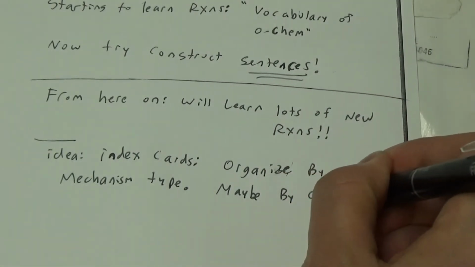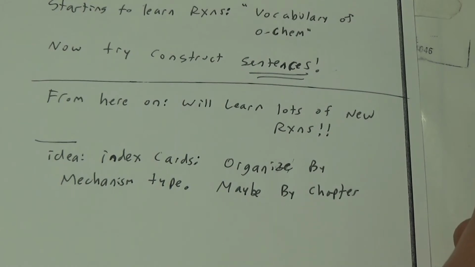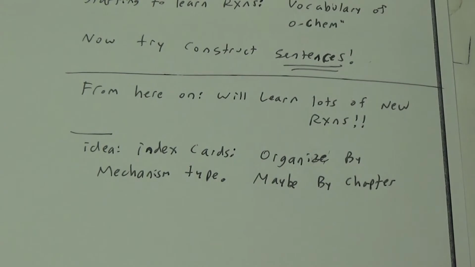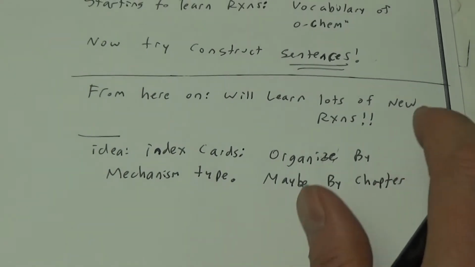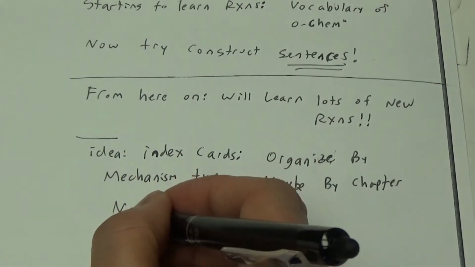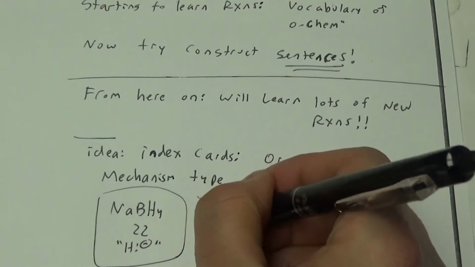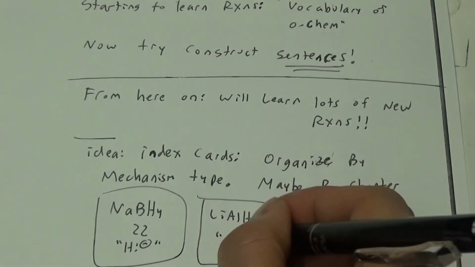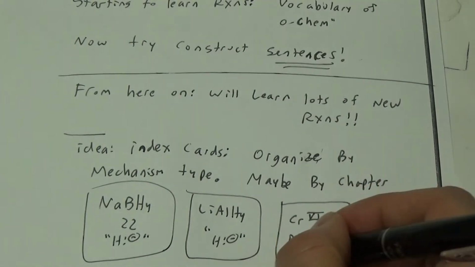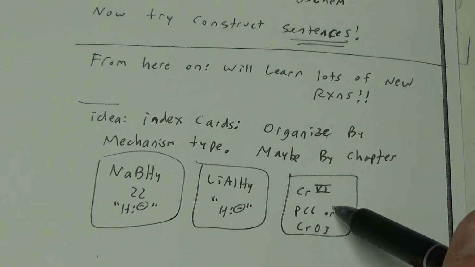And then I would have maybe a little stack of index cards for chapter 7, a stack of index cards for chapter 8, the alcohol chapter. And then chapter 9, you're going to have a bunch of reactions in chapter 9 also. Some ideas for index cards might be NaBH4, right? It's a reduction. Nucleophilic H-. You might have an index card for lithium aluminum hydride, which is also nucleophilic H-. You might have an index card for chromium 6, which is PCC or CrO3. The idea might be to have on the front of the index card a good solid example, and on the back the full mechanism.